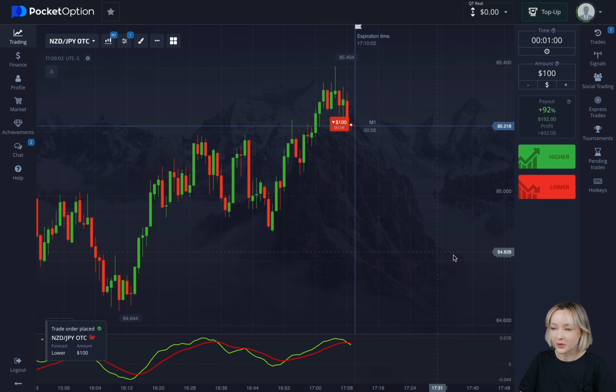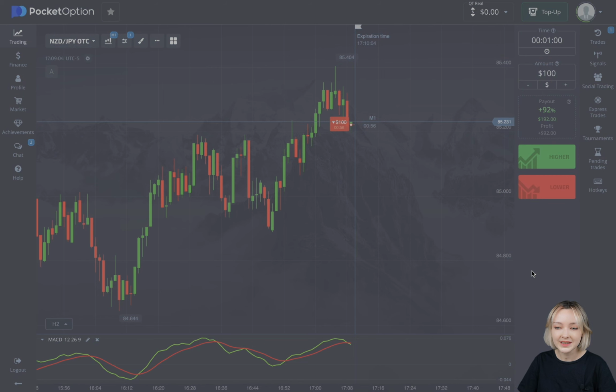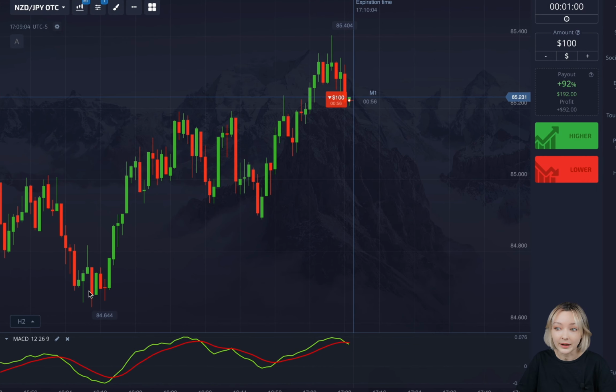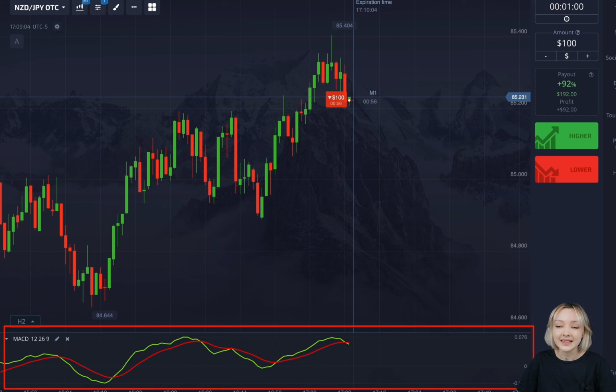The candle is done forming, we're getting a signal downwards and placing a downward trade. Let's talk about MACD and figure out some things. The indicator consists of two lines, the red one and the green one. Such intersections of the two lines are exactly what our signals are.